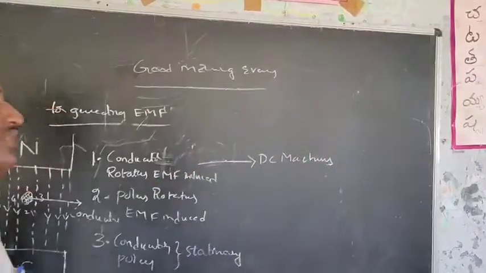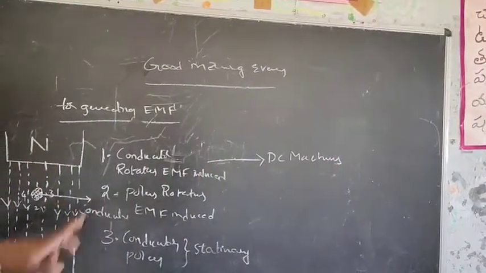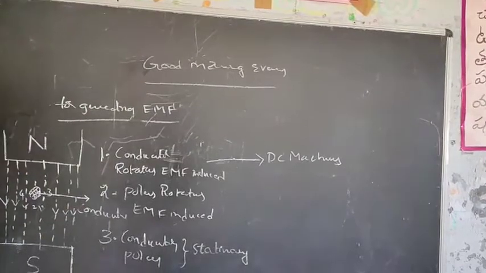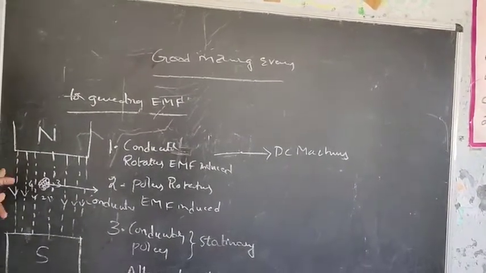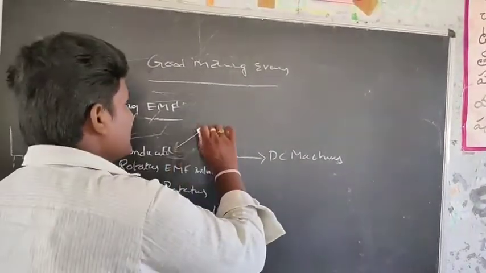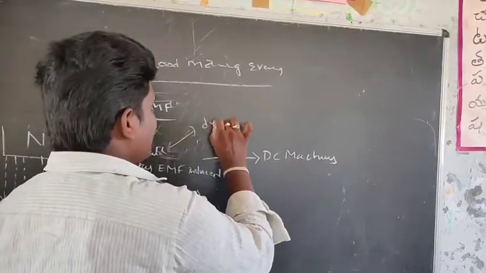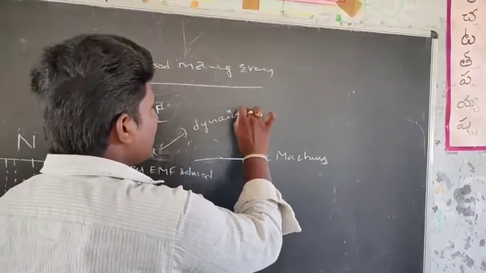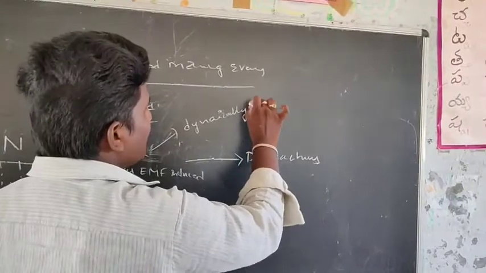In this case we can use it for DC machines. That means the conductor is rotating, poles are stationary. But here, what is this rotation? Due to rotation, EMF gets induced. That's why it is called a dynamically induced EMF.